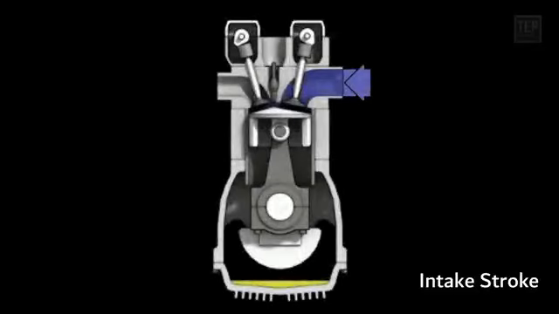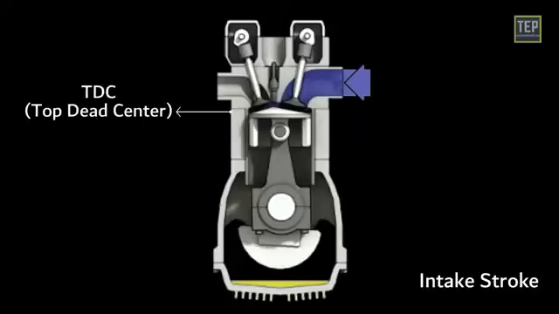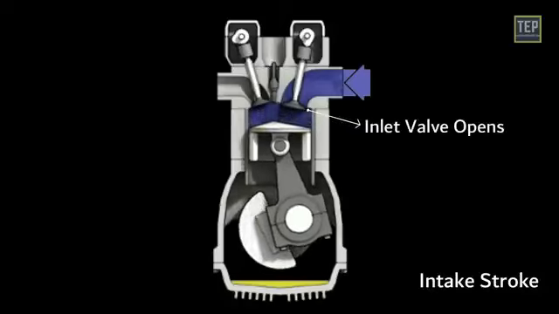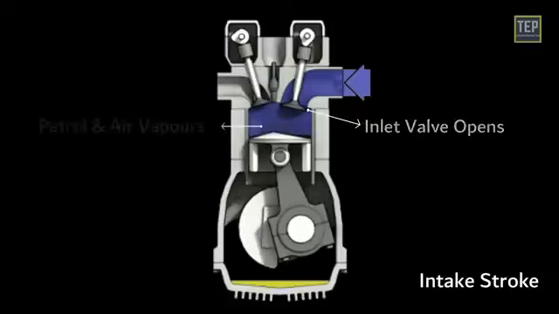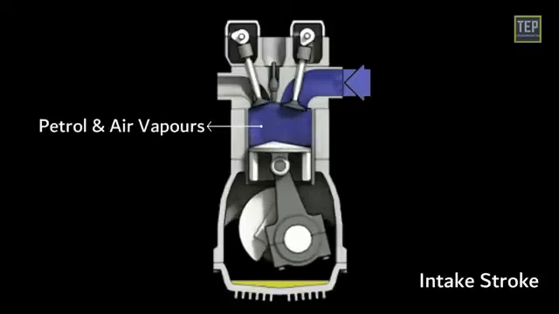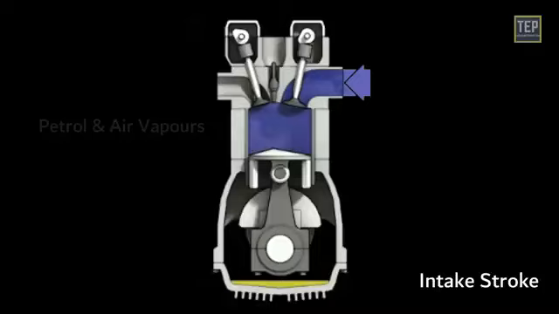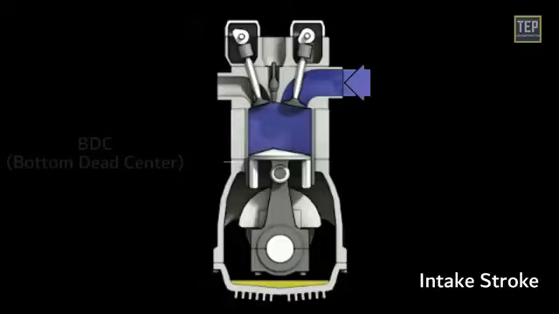Intake stroke. The stroke begins when the piston is at TDC, top dead center. The piston moves downward and the inlet valve opens. A mixture of petrol and air vapors, mixed proportionally by the carburetor, enters the cylinder and fills the space in the cylinder. The piston reaches its lowest position known as BDC, bottom dead center.